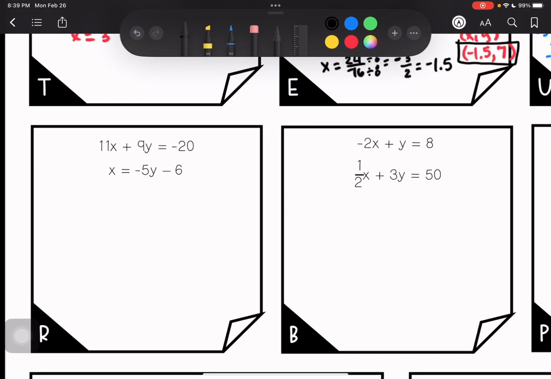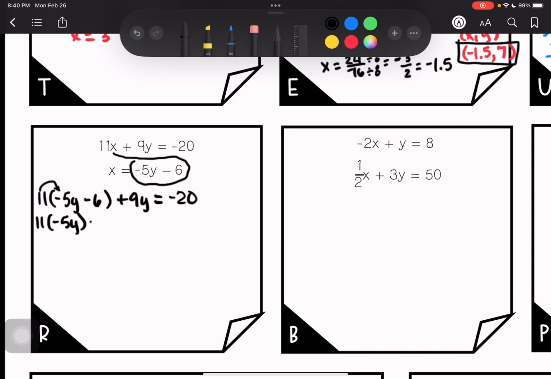I'm going to replace x with this part of the equation. Okay, so that gives me 11 times (negative 5y minus 6) plus 9y equals negative 20. I use the distributive property. That gives me 11 times negative 5y minus 11 times 6 plus 9y equals negative 20. When I multiply, that gives me negative 55y minus 66 plus 9y equals negative 20.